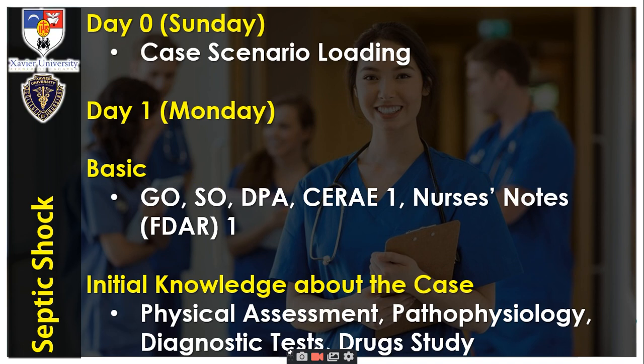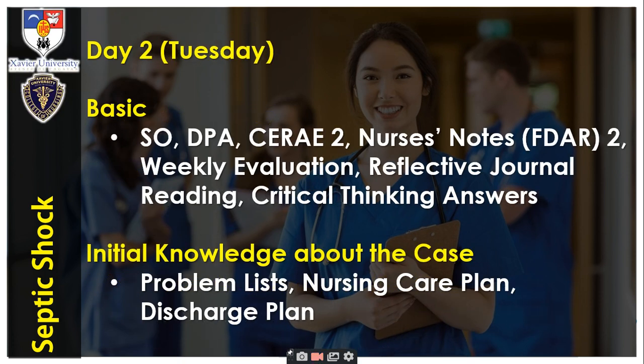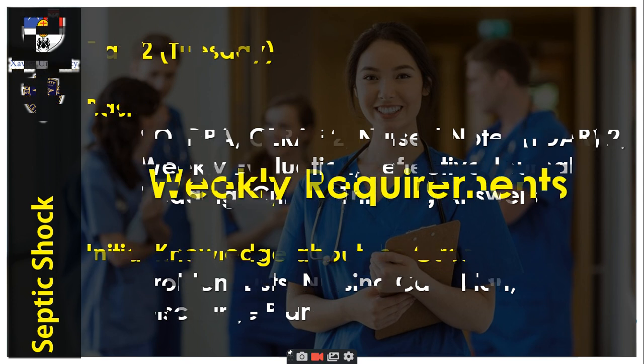Let's now have your daily requirements. For day 0, that's Sunday, that will be your case scenario loading. For day 1, Monday, basic requirements include your GO, SO, DPA, Survey 1, Nurse's Notes, FDAR 1. Initial knowledge about the case includes your physical assessment, pathophysiology, diagnostic test, drug study. For day 2, basic requirements include your SO, DPA, Survey 2, Nurse's Notes, FDAR 2, weekly evaluation, reflective journal reading, and also your critical thinking answers. Initial knowledge about the case includes your problem list, nursing care plan, and discharge plan.